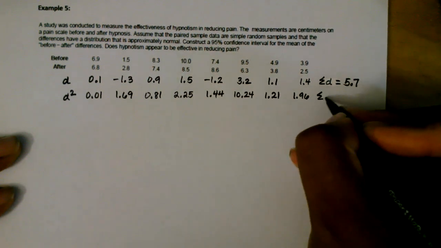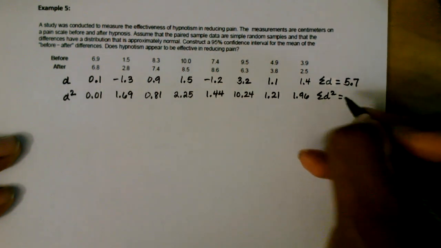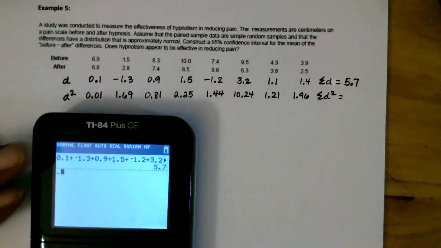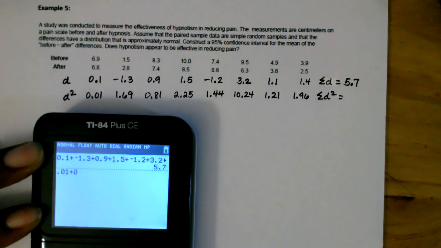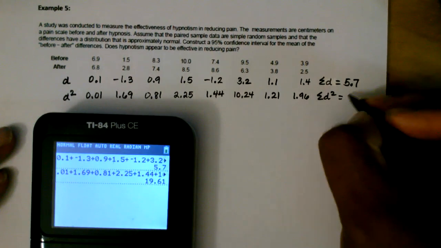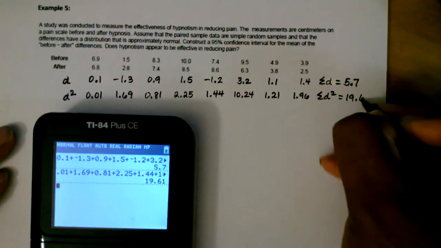So now I need the sum of these squares, what that sum will be equal to. So let's add those together. 0.01 plus 1.69 plus 0.81 plus 2.25 plus 1.44 plus 10.24 plus 1.21 plus 1.96. You'll end up with 19.61 for the sum of d squares.